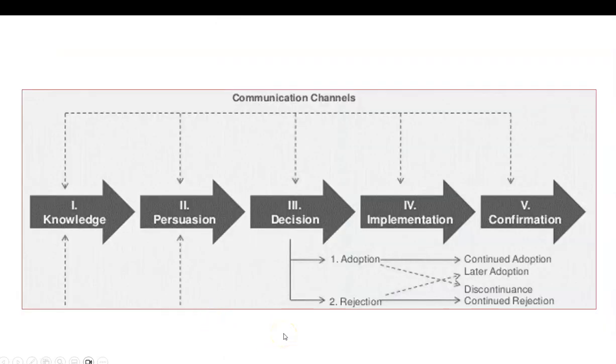So this is, as promised, the more complicated model that looks at these 5 stages in the process. And you can see here at the decision stage, there is that decision to adopt or reject. And you can always decide to later adopt or to discontinue. And there's a little more complication here. But this also demonstrates that communication channels are used at all stages to influence this process. So let's move on to talking about these final 2 stages.